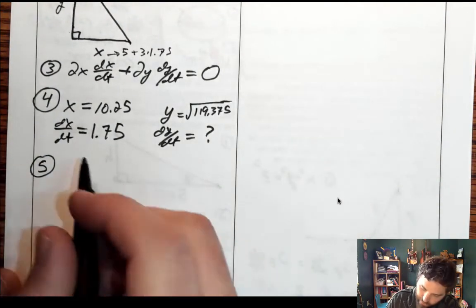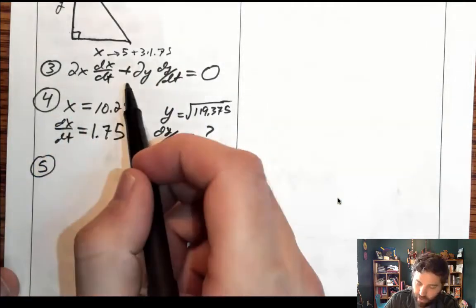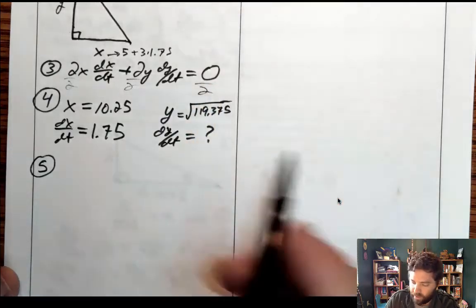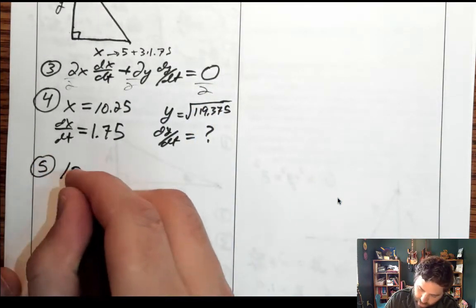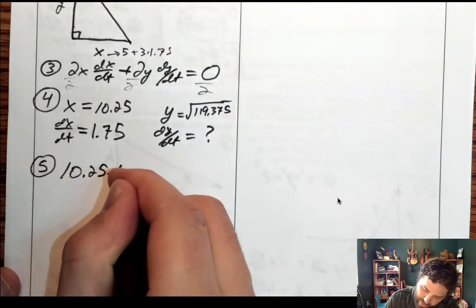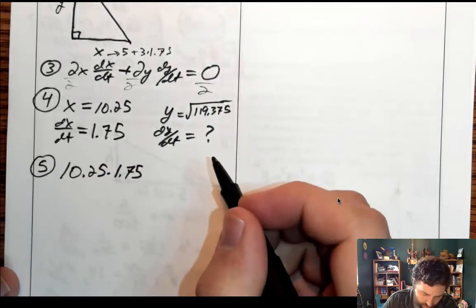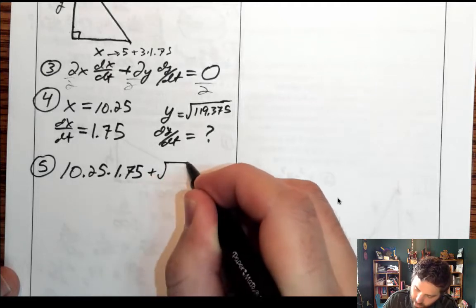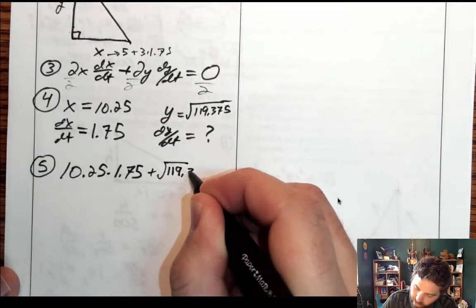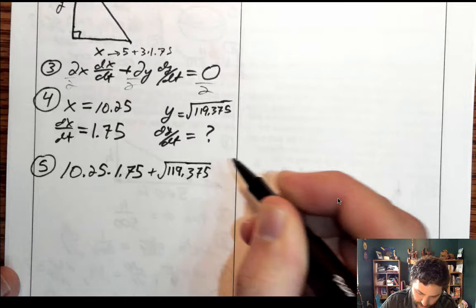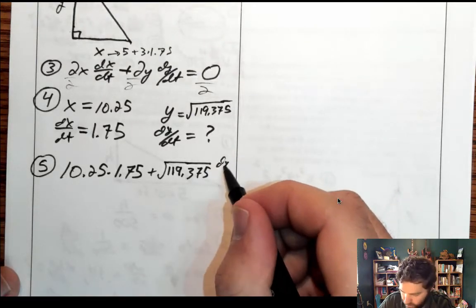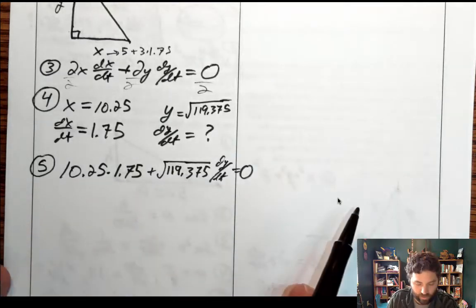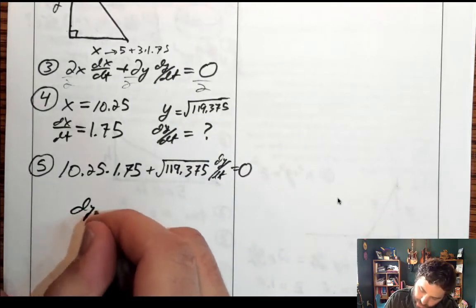Now we're going to plug everything in. The 2's are going to drop out here, right? If I divide everything by 2, I don't need the 2's. So I'm going to have 10.25 times 1.75. That's x times dx/dt. Plus the square root of 119.375 times dy/dt equals 0.